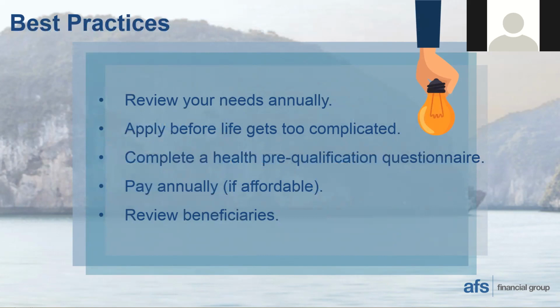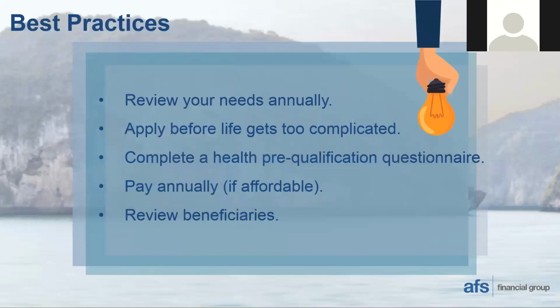And then once you have a policy in force, it's generally advisable to pay the premium annually, because you have the option. You can pay it monthly, quarterly, semi-annual, but you'll actually save money. You pay less by paying it once a year. I've seen anywhere from 5 to 10% more that you pay out of pocket if you pay it monthly. And then review the beneficiaries, right?